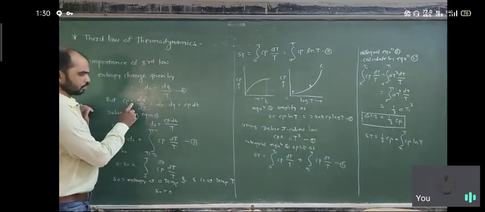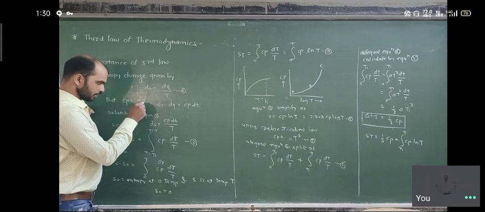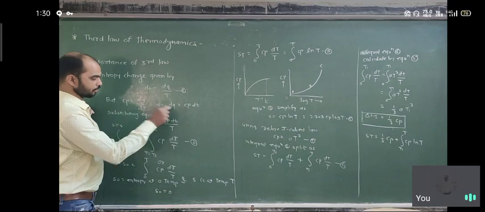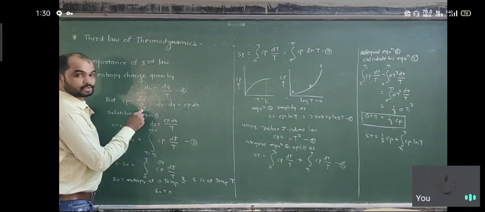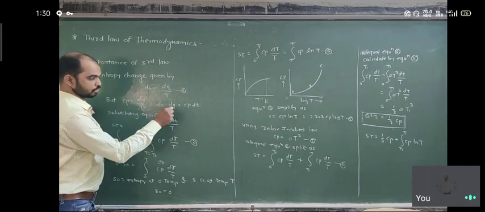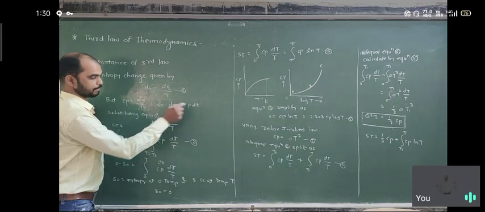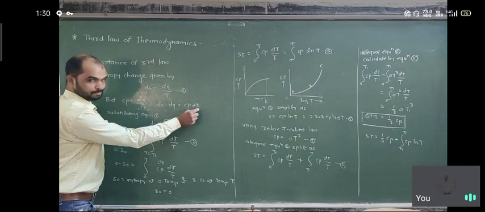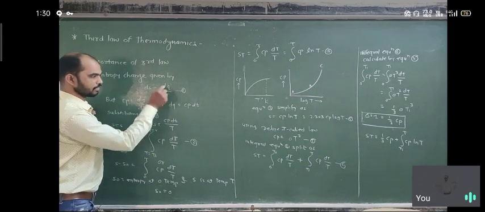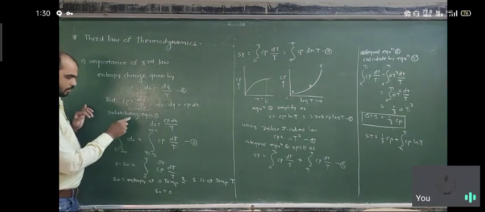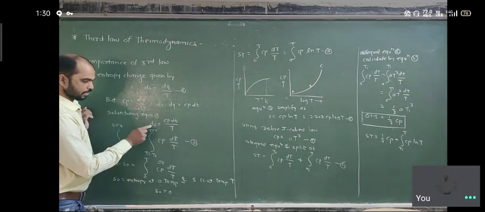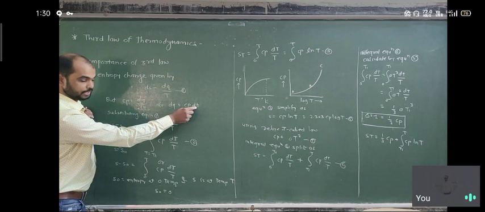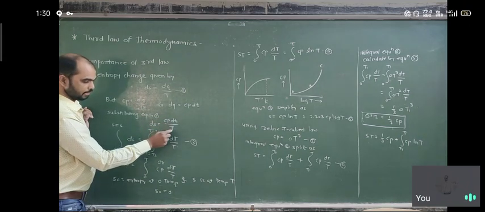So Cp is equal to dq upon dT, so dq is equal to Cp into dT, meaning change in heat is equal to heat capacity into change in temperature. We put this value in equation first. Substituting in equation first, dS is equal to Cp dT upon T.